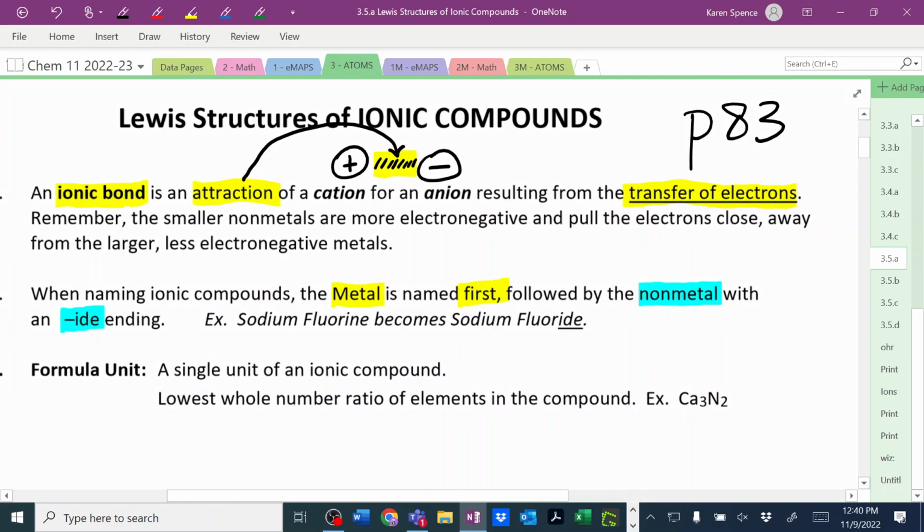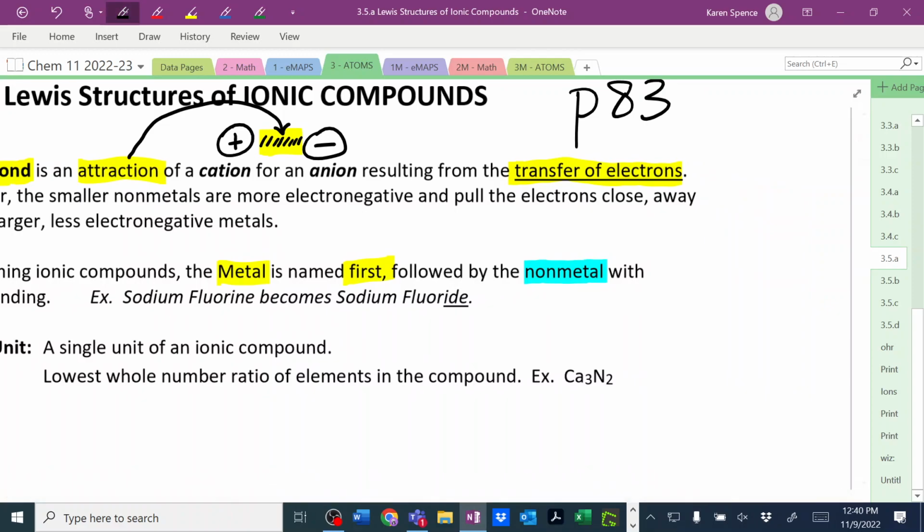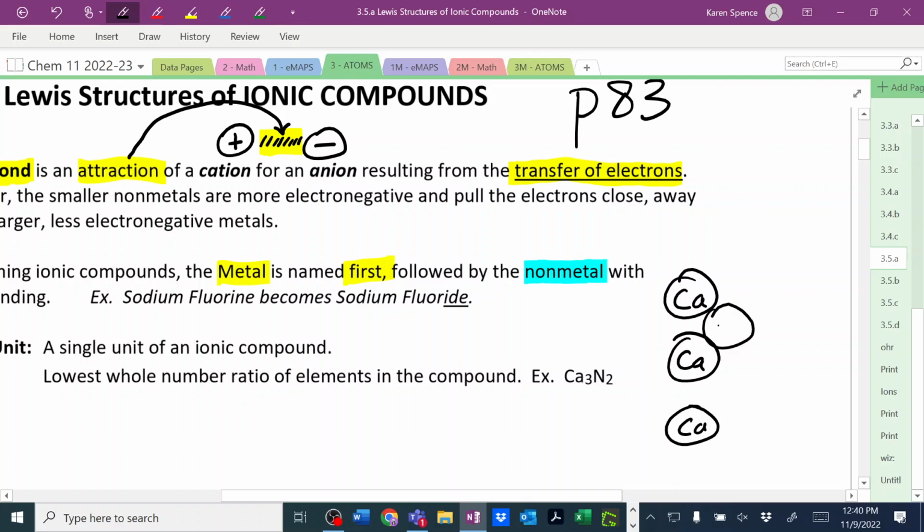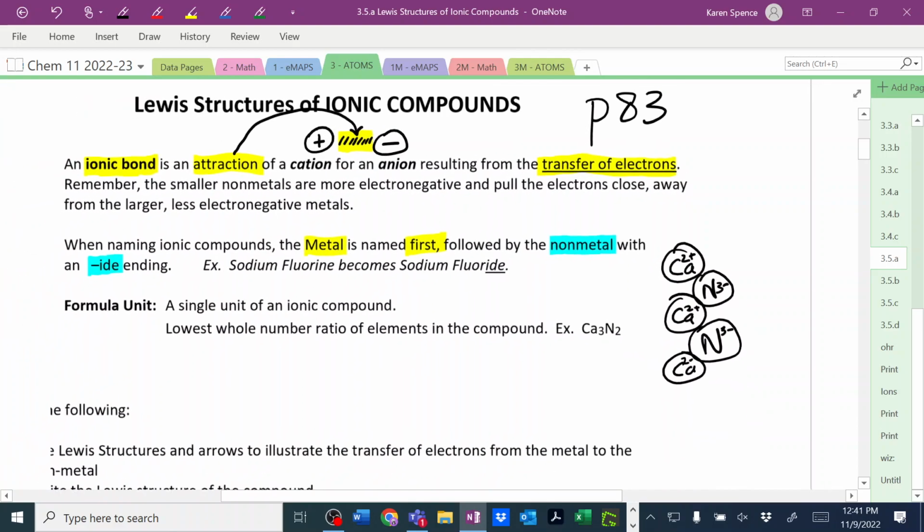And don't forget, a formula unit is a single unit of an ionic compound, yes? So for example, Ca3N2 would be a formula unit of calcium nitride, okay? 2 plus, 2 plus, 2 plus, 3 minus, 3 minus, and there we go.